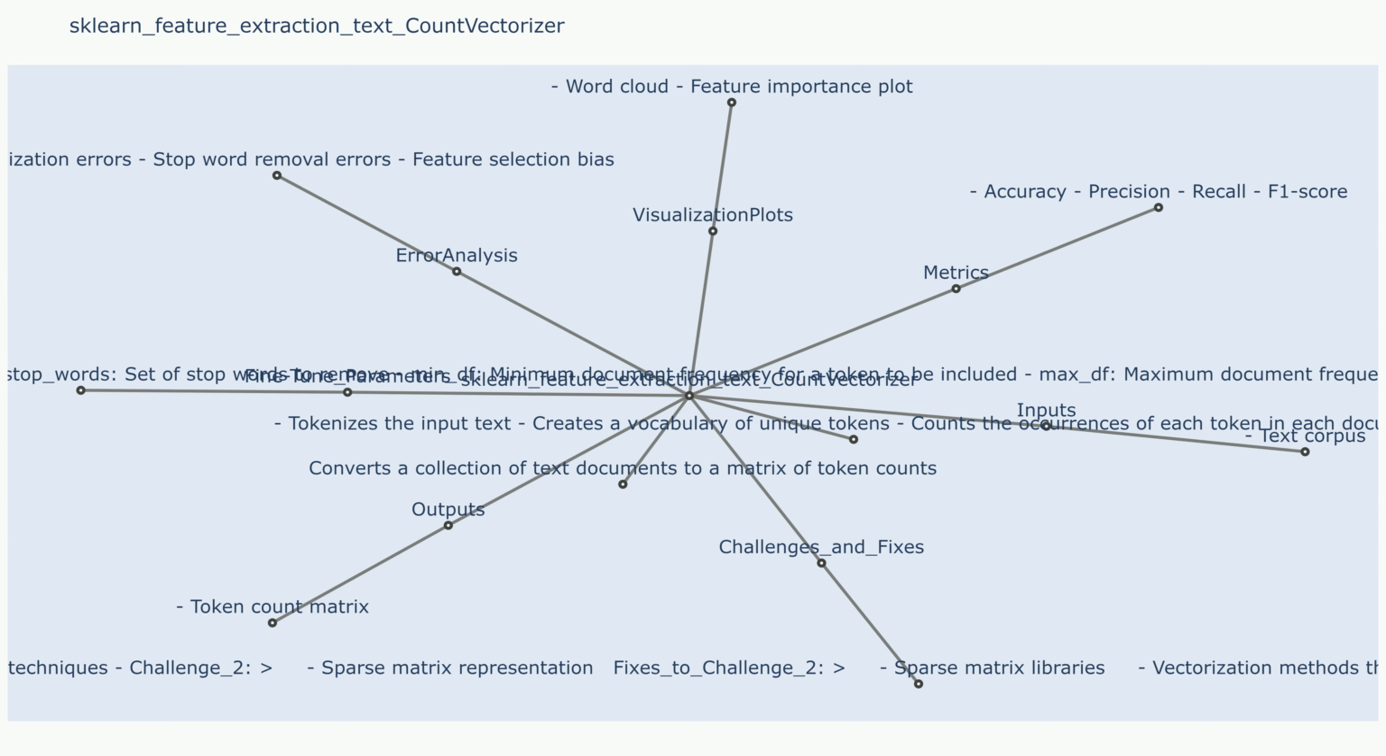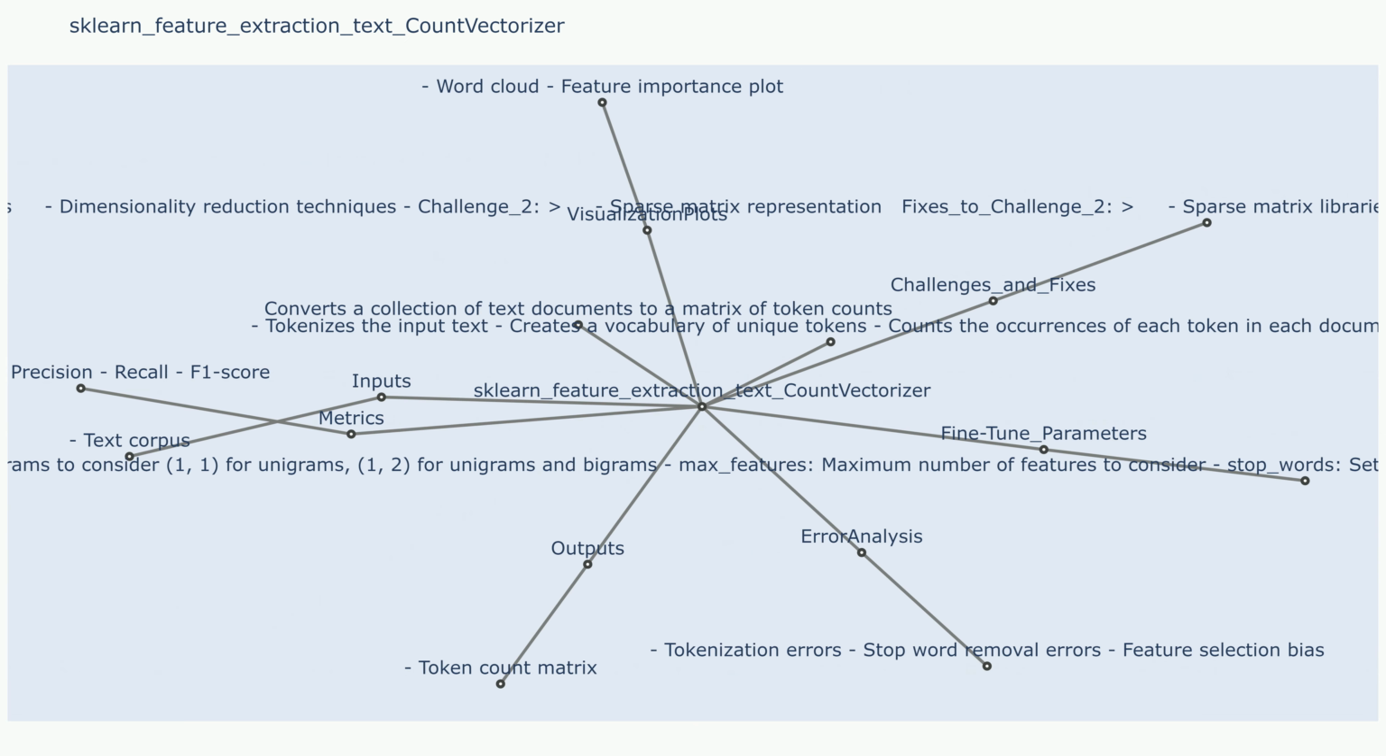Challenges and fixes. Challenge 1. Explain in detail. Handling rare words. Words that appear only a few times in a corpus might not be informative for machine learning models. Sample use case that resulted in challenge 1. A dataset containing product reviews might have a few unique words specific to a particular product that only appear once or twice.